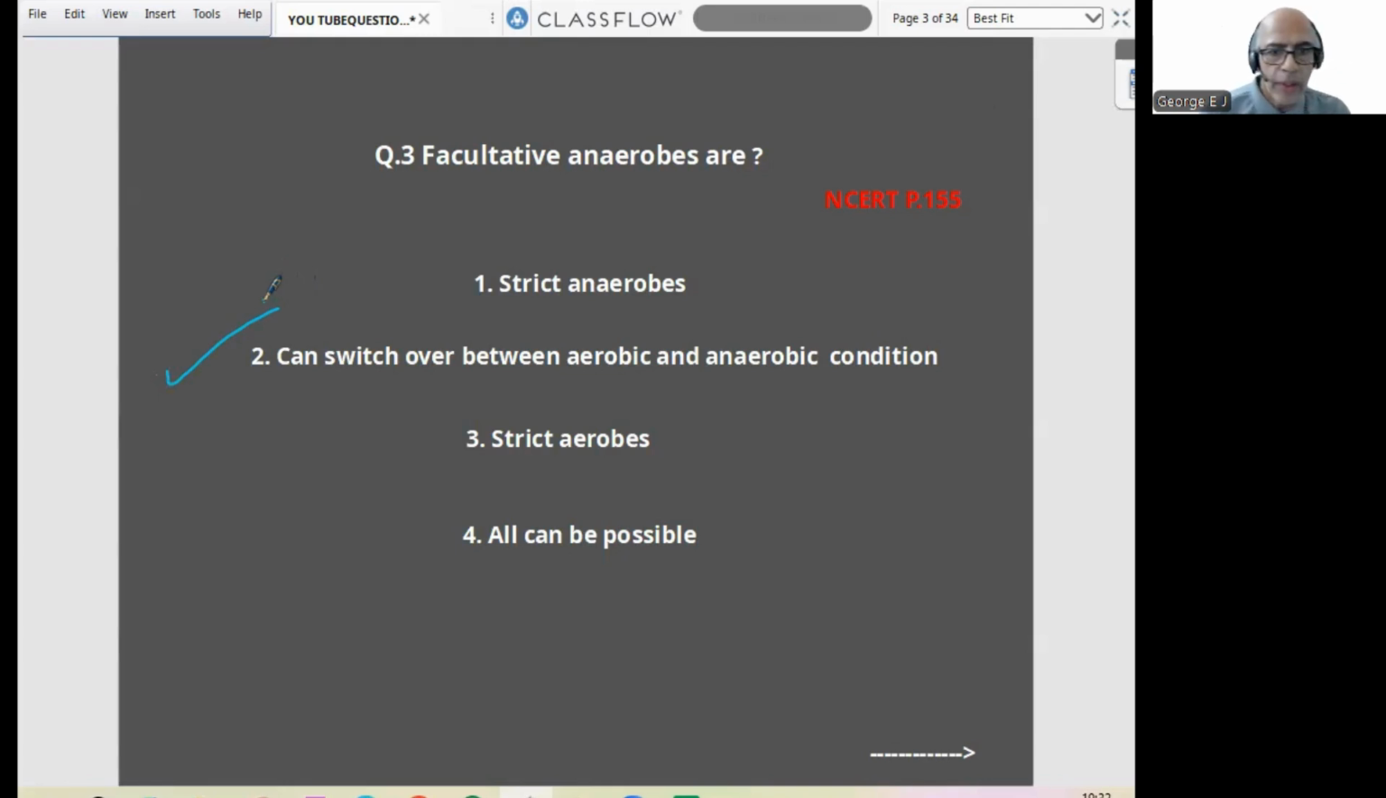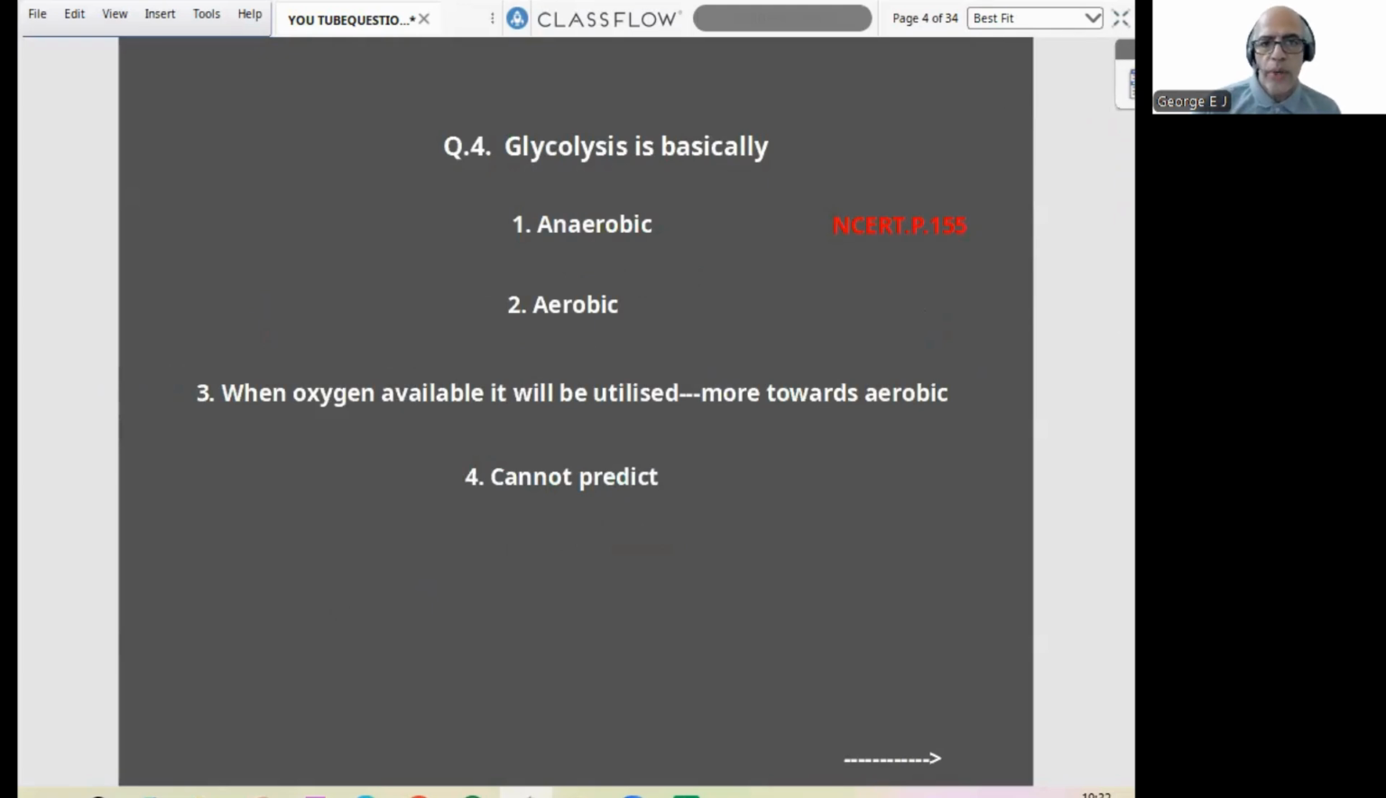Now coming to the fourth question. Glycolysis is a common pathway between aerobic and anaerobic respiration, with evolutionary significance. In the primitive atmosphere there was no free oxygen, so glycolysis, being concerned with respiration, should be anaerobic in nature. So the option will be 1. The page number is given there, so it will be easy for you.